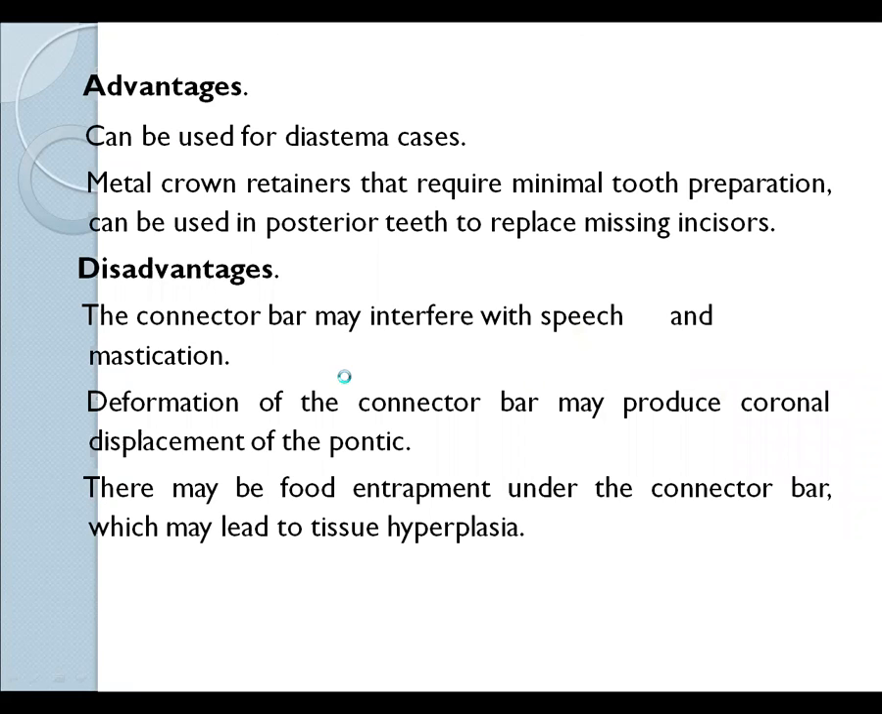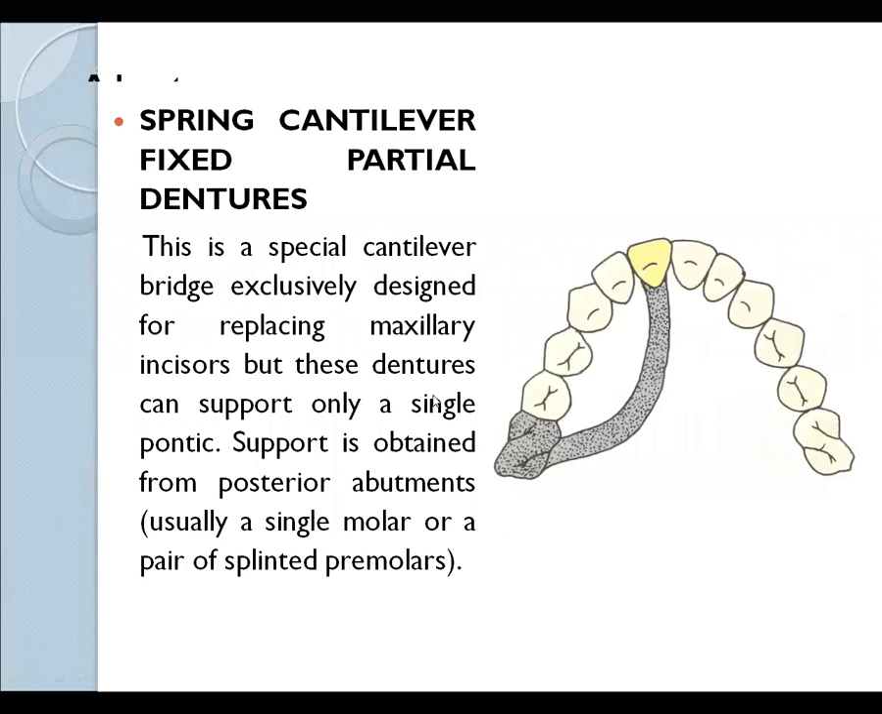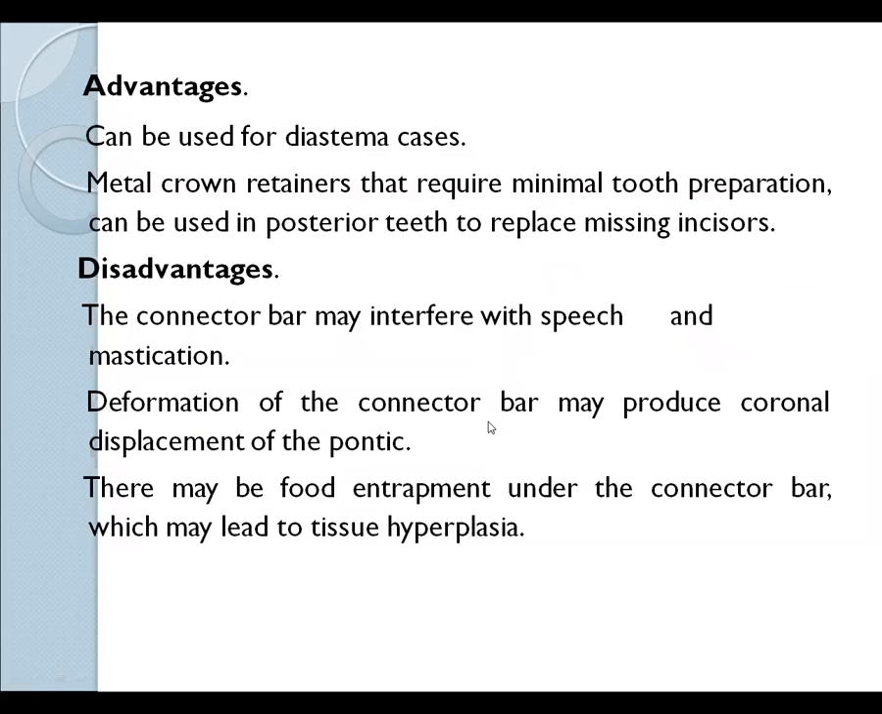The advantages of the spring cantilever are it can be used for the diastema cases, and metal crown retainers that require minimal tooth preparation can be used in the posterior to replace missing incisors. The disadvantages are the connector bar may interfere with speech and mastication. This is the main disadvantage of this spring cantilever fixed partial denture, that this bar may affect the speech. Deformation of the connector bar may produce coronal displacement of the pontic. Then there may be food entrapment under the connector bar, which may lead to tissue hyperplasia.